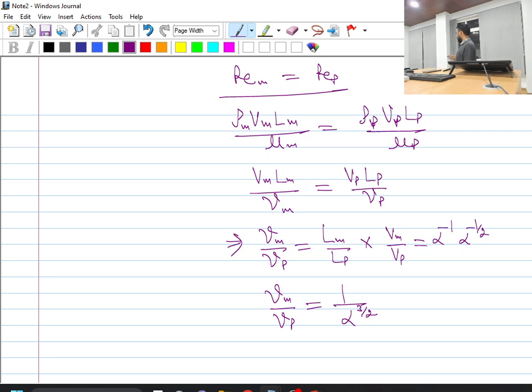What am I trying to say over here? Okay. So now an important question comes: if I say my alpha is 0.1, alpha is 0.1 means my model is a 10% scaled version of the prototype. All the dimensions are reduced, taken as 10% of the prototype. If alpha is 0.1, how much is the model viscosity coming to? Please tell me. What is 1 by 0.1 power 3 by 2?